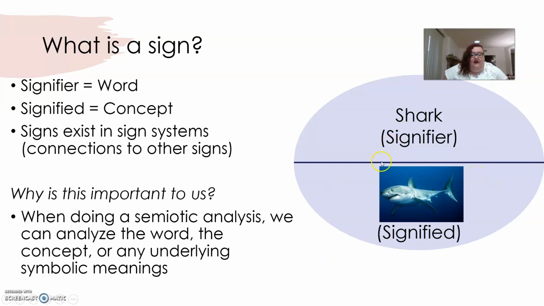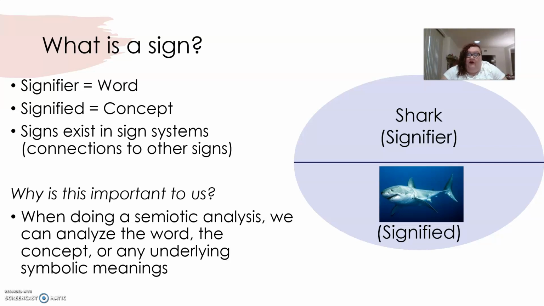So these two things exist as two halves of a whole, and this whole blue oval here is the sign. But they are connected closely together, right? The sound shark and the animal that's pictured here are a sign that's connected together for us, at least for English speakers, right? Speakers of other languages would have a different signifier. And signs exist in sign systems, so we would look at their connections to other signs. The other things that are closely related to sharks, like other big predators, for example.